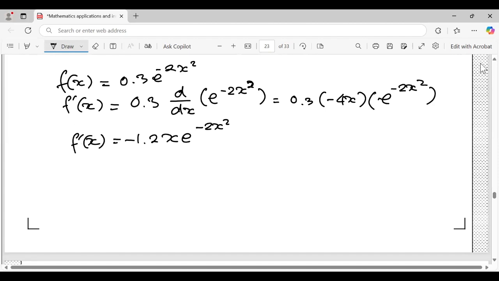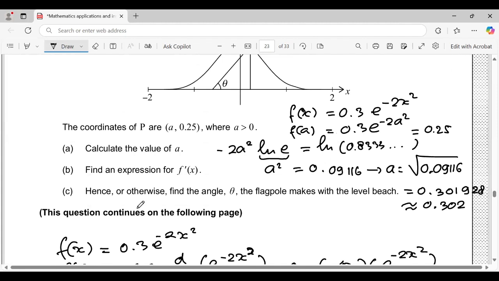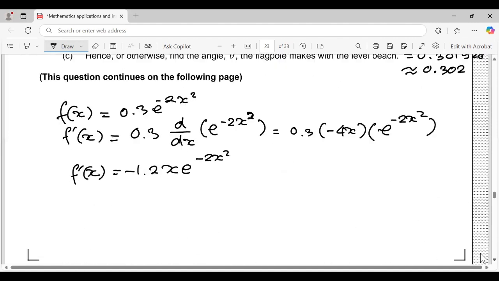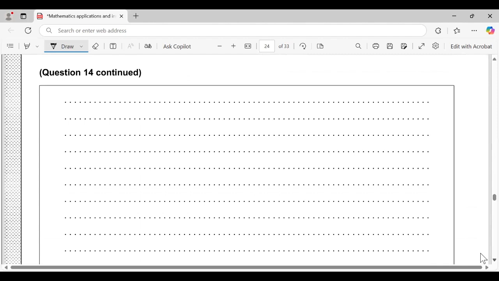Next, C. Hence or otherwise, find the angle theta the flagpole makes with the level beach. Okay, look at this coordinate point P from here.